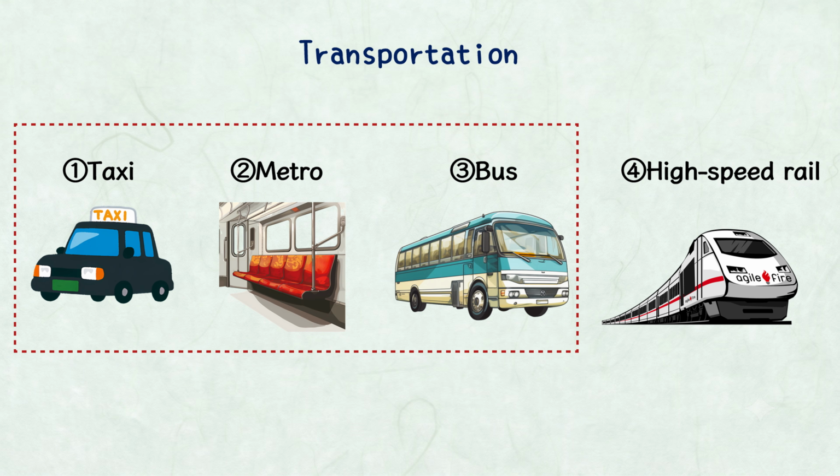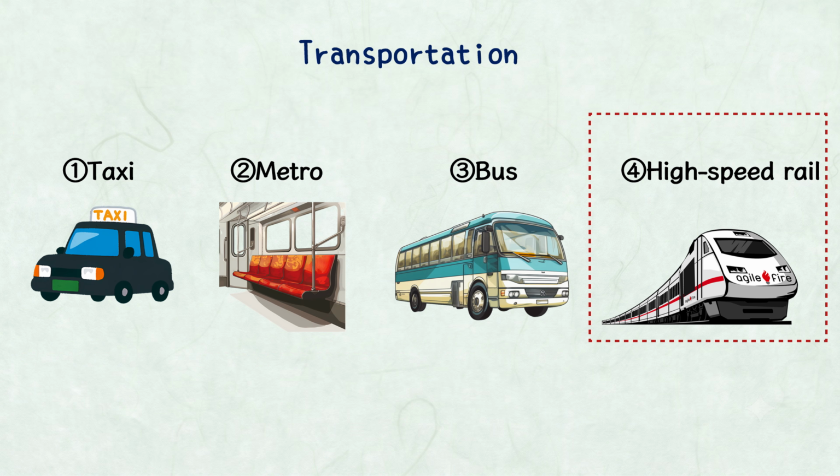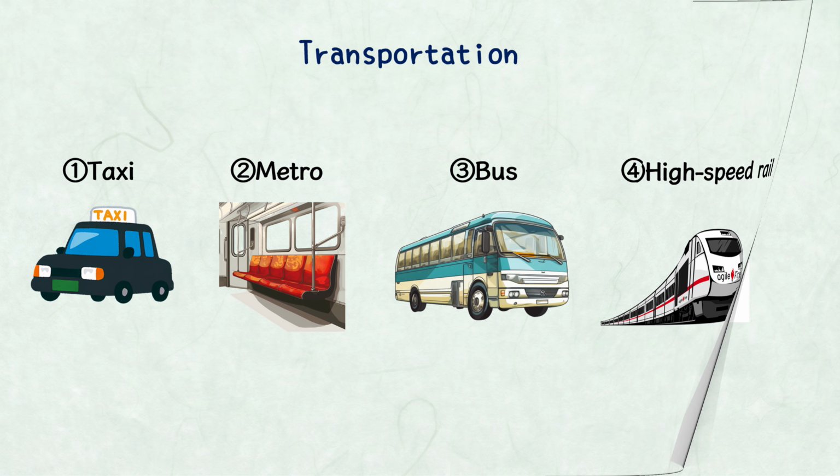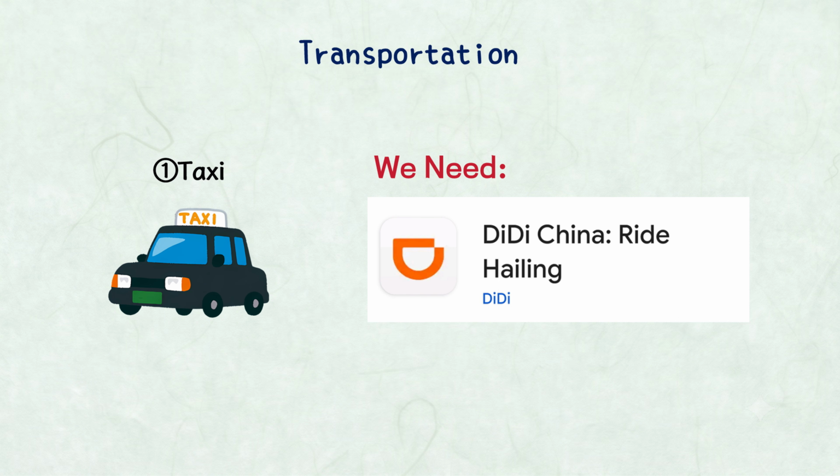Part 9. Transportation. There are 4 main ways to get around in China. Didi, metros, and buses for city trips. High-speed rail for traveling between different cities. Let's start with ride-hailing. The app you will need is Didi. Make sure you download the official, correct version.